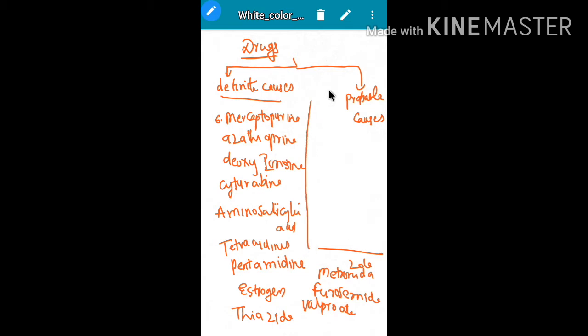And the probable causes include L-asparaginase, acetaminophen. These are the probable causes. Okay.